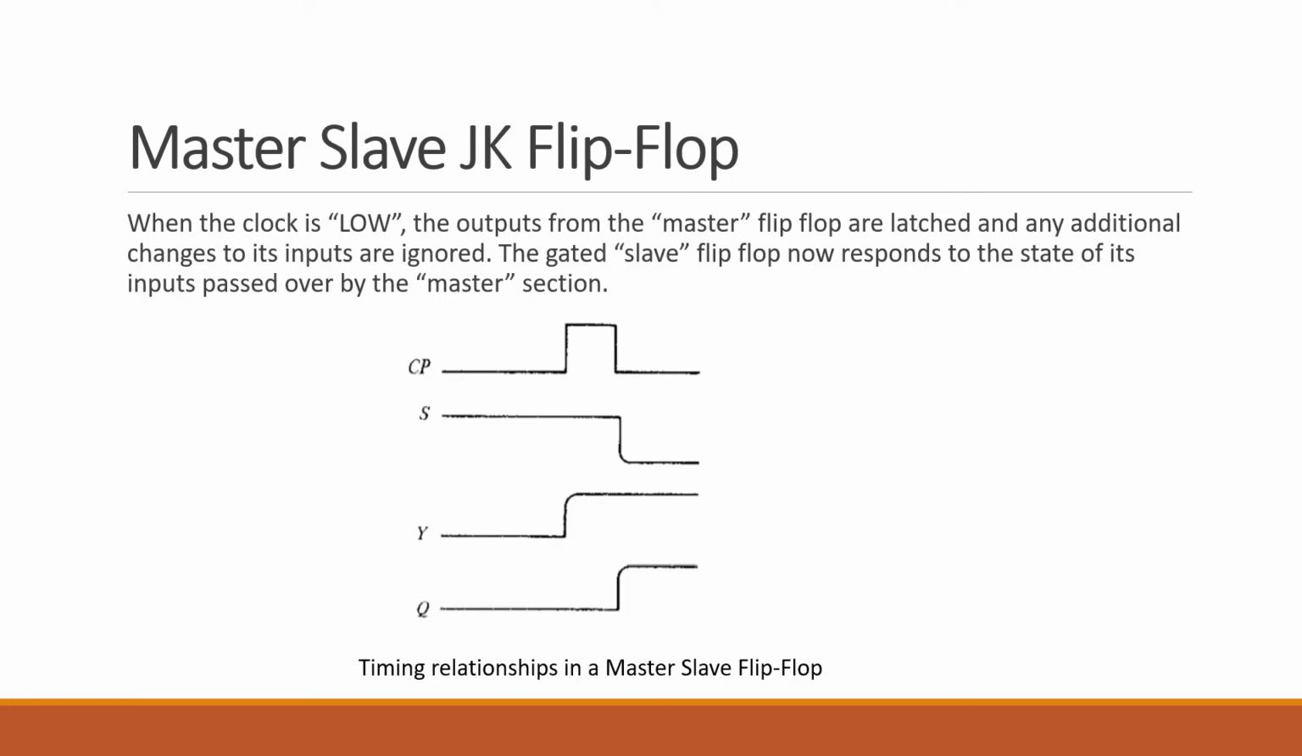And now when the clock is low, the outputs from the master flip-flop are latched, and any additional changes to its inputs are ignored because now it has a clock state of 0, thus it is deactivated. The gated slave flip-flop now responds to the state of its inputs passed over by the master section, because now it has a clock input of 1 and thus the slave inputs get activated in this half cycle.